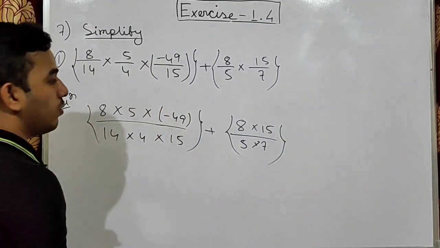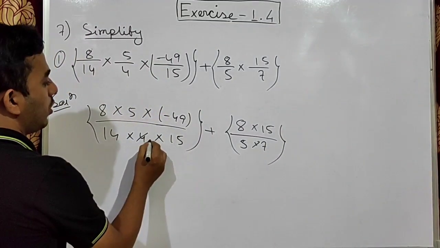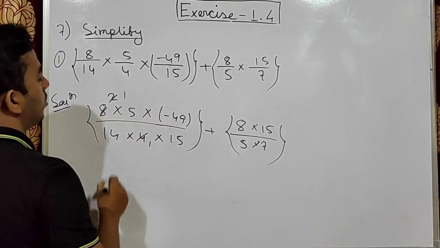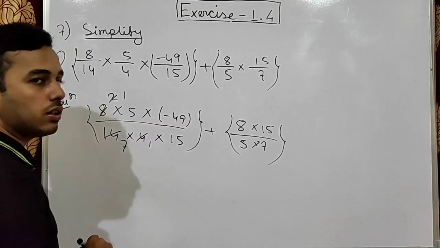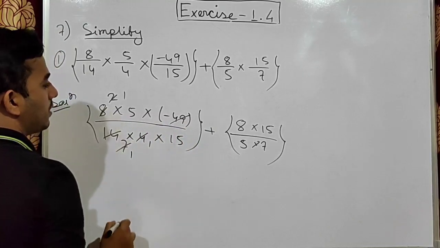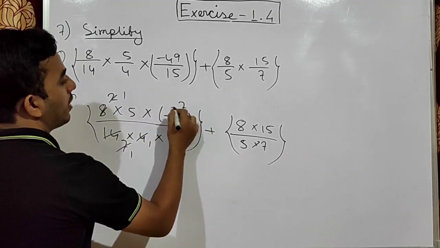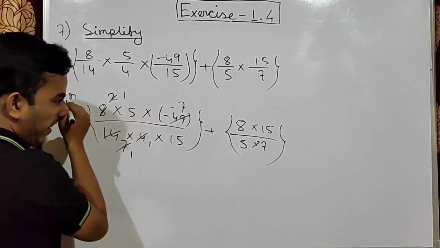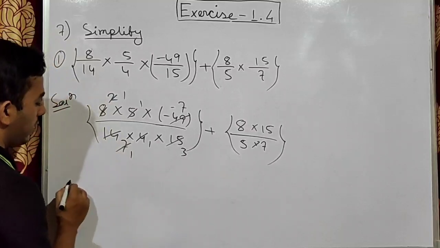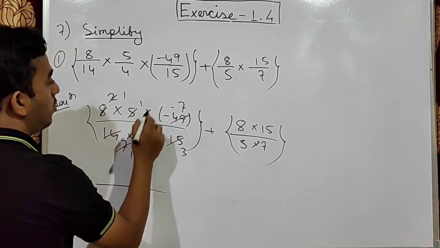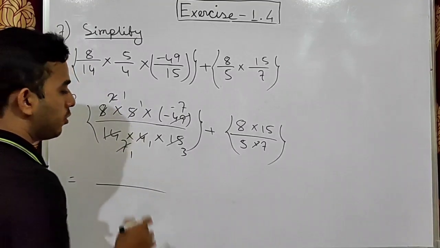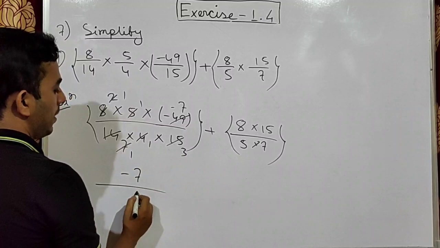Now we will cancel numerator with denominator. Look, 4 into 1 is 4, 4 into 2 is 8, right? Then 2 into 1 is 2, 2 into 7 is 14. Clear? Now look, 7 into 1 is 7, 7 into 7 is 49, so it will be minus 49. Clear? Okay. Now one more left. 5 into 1 is 5, 5 into 3 is 15. So here left is what? 1 into 1 into minus 7. 1 into 1 is what? 1. Then 1 into minus 7 is what? Minus 7. Minus 7 divided by 3.